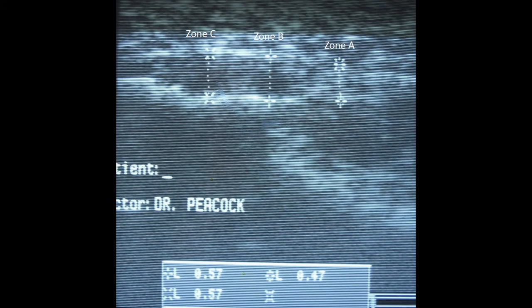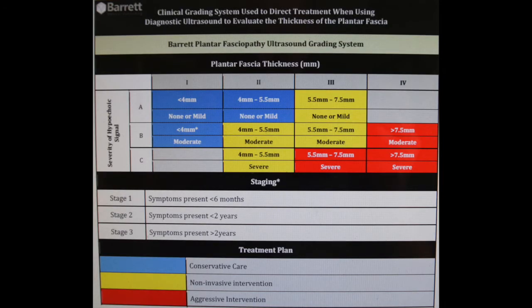Our most distal measurement we call zone A. And then there's zone B, which is where the bone spur is at basically in most patients, or the medial tubercle. And also we look at zone C, which is the calcaneus, and we basically measure the hypoechoic feedback on our ultrasound. These measurements are important, and there's actually a way to stage this. Dr. Barrett has a nice way to stage this.